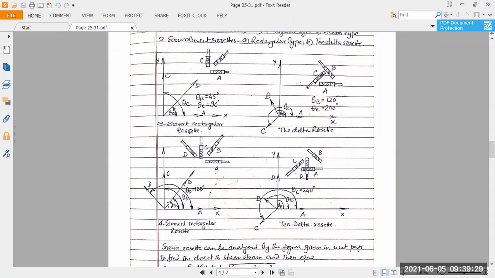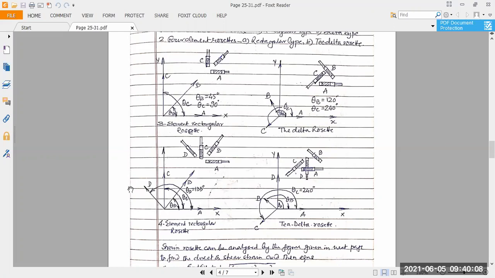Then we put a similar angle. We go to 90 degree and put the second gauge here, whose angle with the x-axis is 90 degree. Then we put the third gauge along the line D, where the intermediate angle between OD and OA is equal to 135 degree. That is the rectangular rosette. So we are getting four gauges here: A along X, B along Z, C along Y, and D along G.